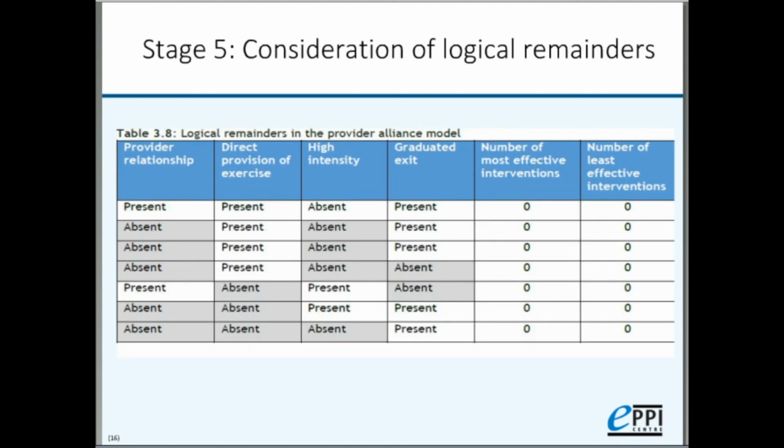So, back to the worked example on weight management and stage 5, where we consider what we think would happen in the case where we don't have any cases representing configurations.